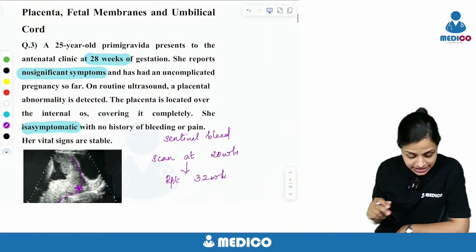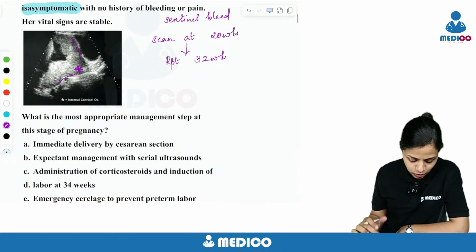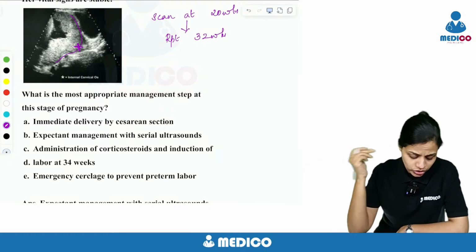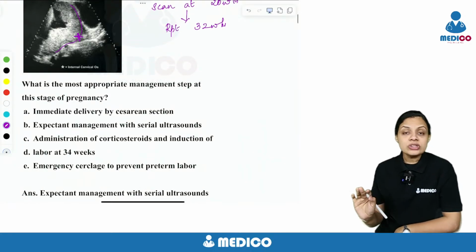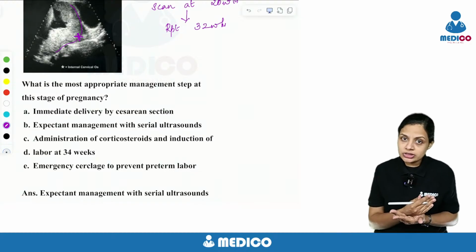Here she is at 28 weeks and this is how her placenta has been located. What is it that you do? Do you do an immediate delivery? No. Why? There is no need. What you'll do is an expectant management with serial ultrasounds. In this case, you'll repeat the ultrasound at 32 weeks.